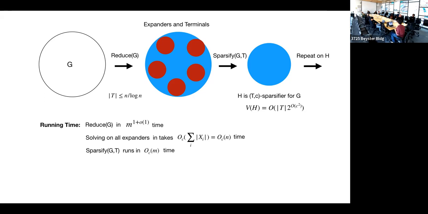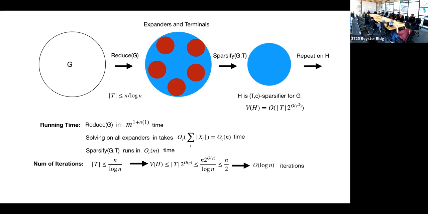And then the sparsifier will run in linear time, n times C. So the algorithm is super simple, but what would be the number of iterations? We know that T is n over log n, given by the reduction framework, and we know that the sparsifier is something like T times 2 to this. Then we will get some bound of the form n over log n times 2 to the C. Let's assume for now C is small for our purpose. This is roughly half, and then we repeat this for log n iterations. So this is the algorithm.